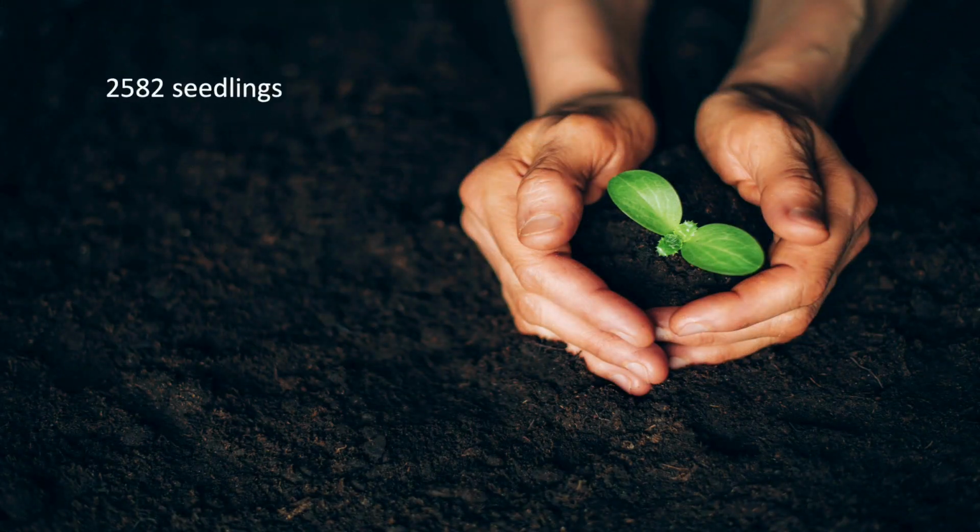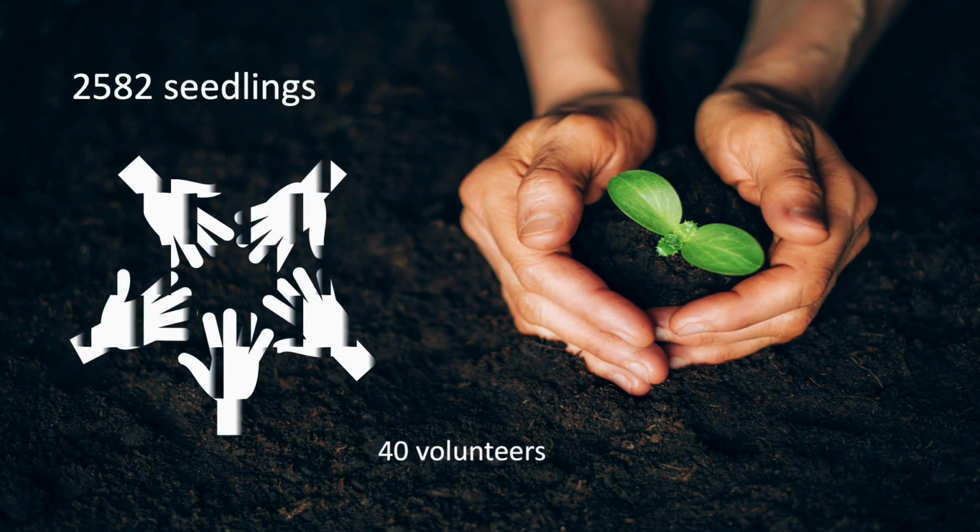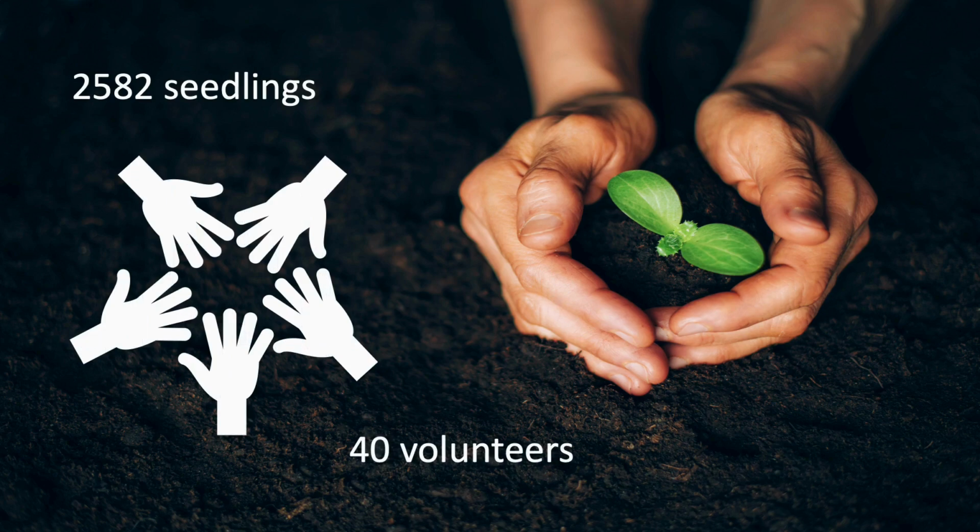Let's try another example together. We want to plant 2,582 seedlings in a garden by 40 volunteers. How many seedlings should be planted by each volunteer? As before, we divide 2,582 by 40. 2 and 25 are not divisible by 40, so we'll try 258. It seems that 6 times 40 can fit in 258.